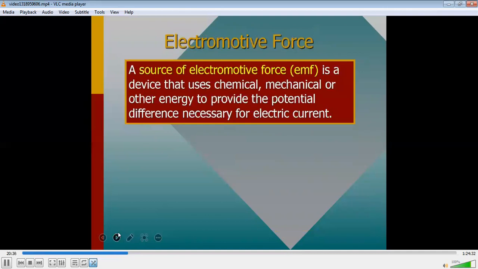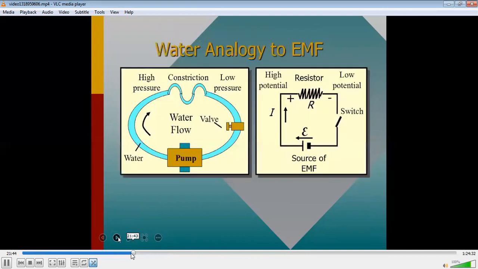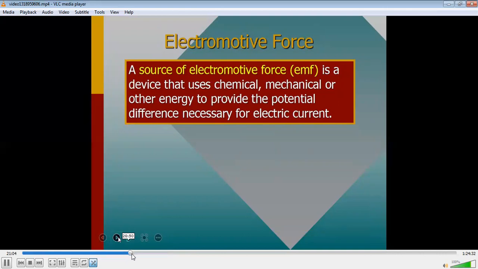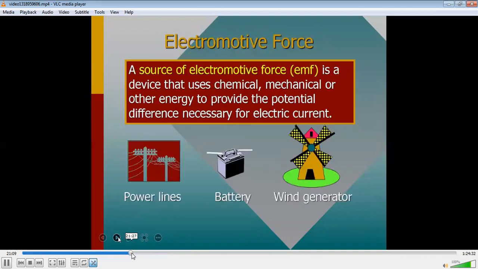Now, what is electromotive force? A source of electromotive force, EMF, is a device that uses chemical, mechanical, or other energy to provide the potential difference necessary for the electric current. So it is one kind of force. Due to this force, electric current flows in a wire. There are several types of sources: power lines, battery, and wind generator. So due to electromotive force, all devices work.